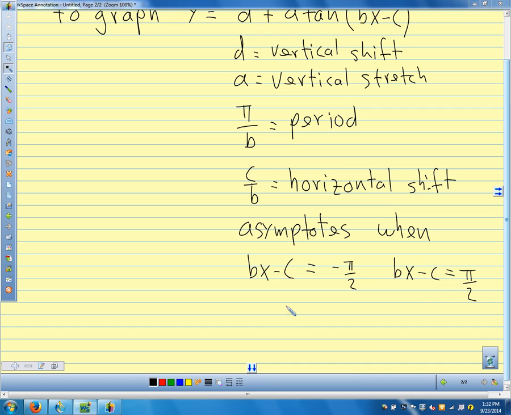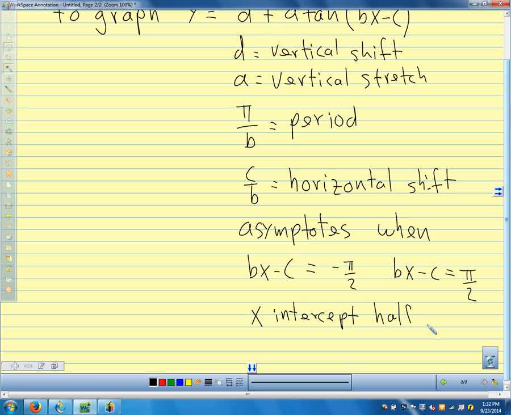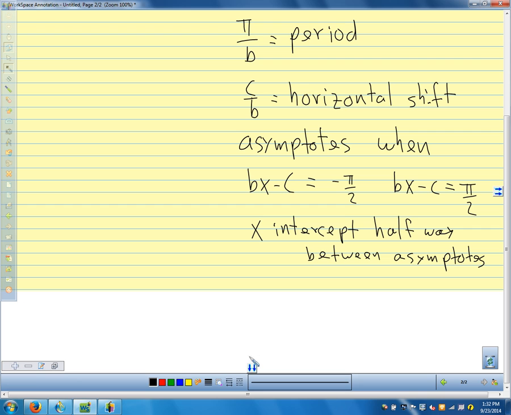We get an x intercept halfway between asymptotes. And then to get a couple of additional points to take into account our vertical stretch, or A, we're going to say y equals plus or minus A halfway between an intercept and an asymptote.